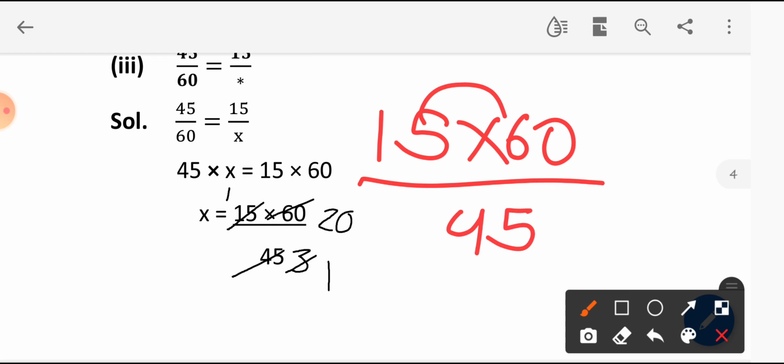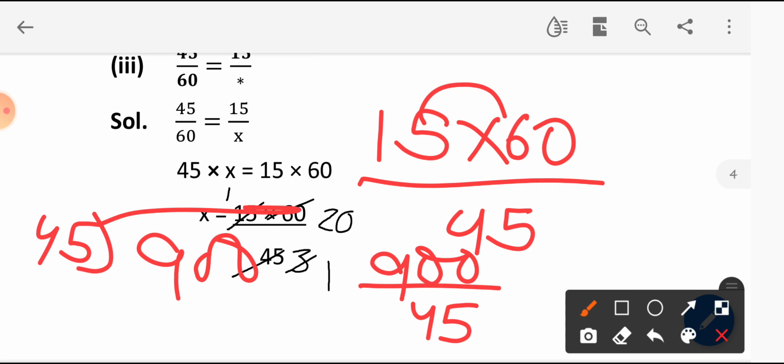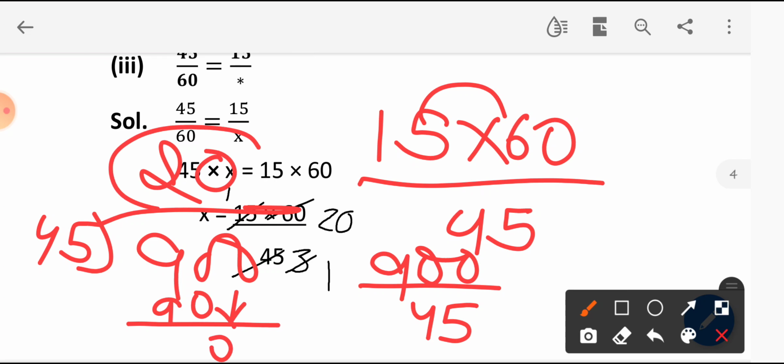So if you multiply 15 into 60, it will be 900 upon 45. Now divide 900 by 45 by the simple division method. So 45 twos are 90. Then 0 is left, so you have to write 0 in the answer also. So the answer is 20.